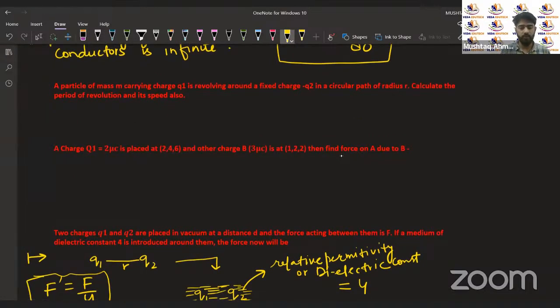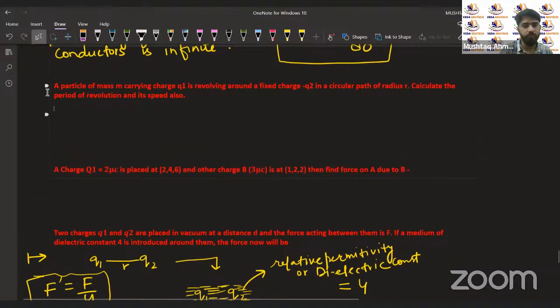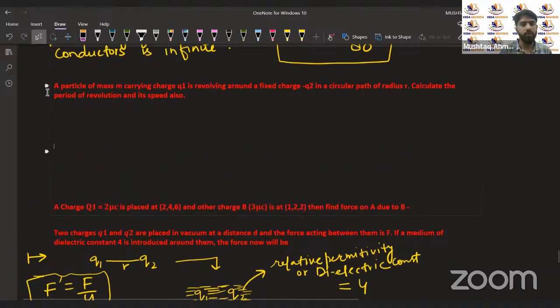Now let's try to solve this question. We have a question here. The question is, a particle of mass M carrying charge Q1 is revolving around a fixed charge minus Q2 in a circular path of radius r. And we have to calculate the time period of revolution and its speed also. The question is like this.